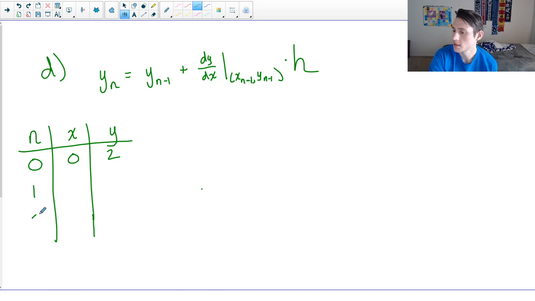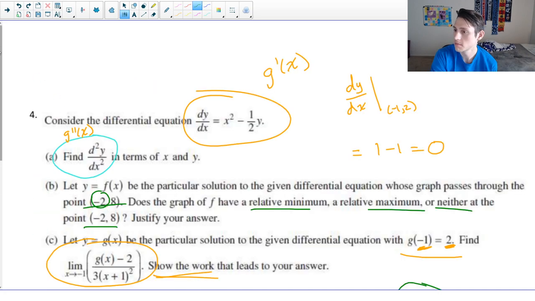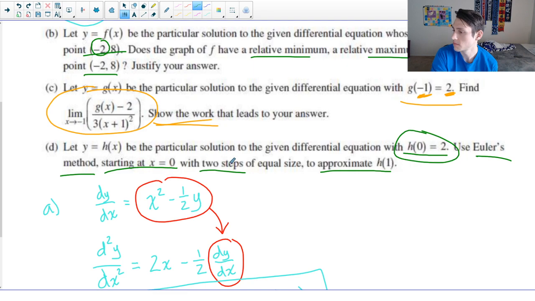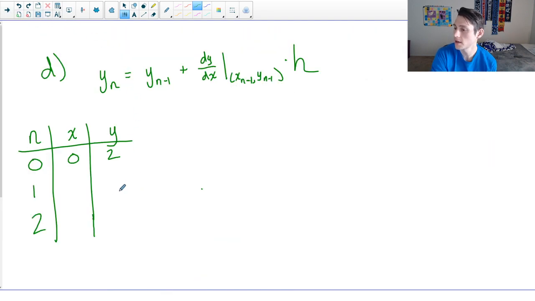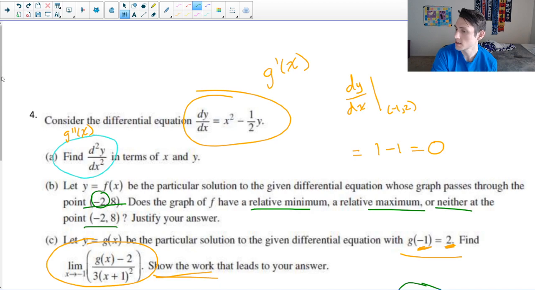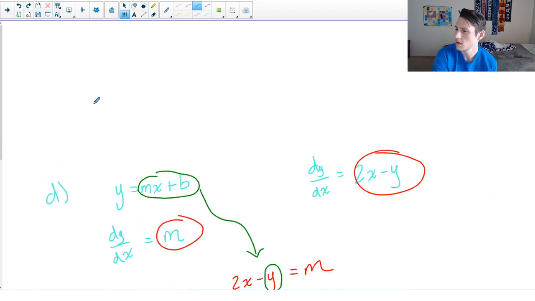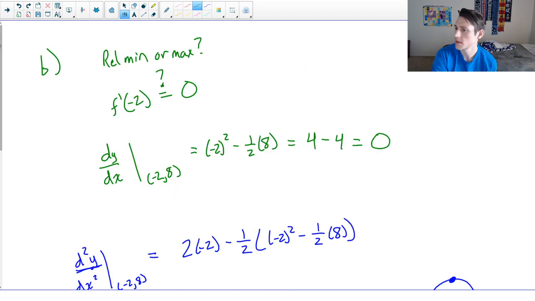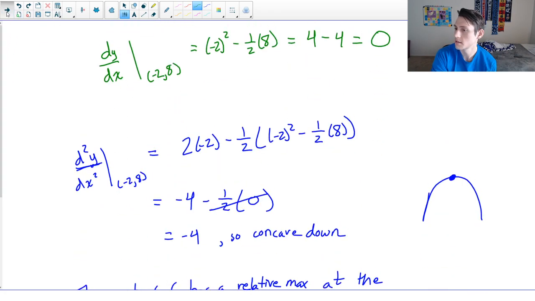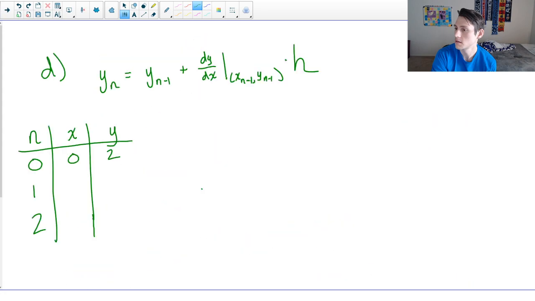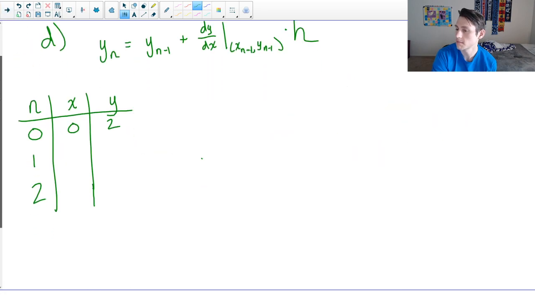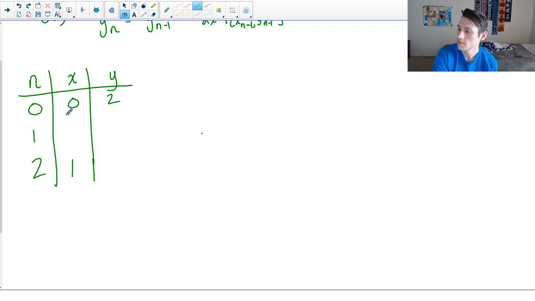All right, it wanted 2 steps. Right, 2 steps of equal size, okay? And my goal is to approximate h of 1. Right, so my end goal is that I end up at 1. So to get from 0 to 1 in 2 equal size steps, it should just be going by 1/2. Right, h is 1/2.